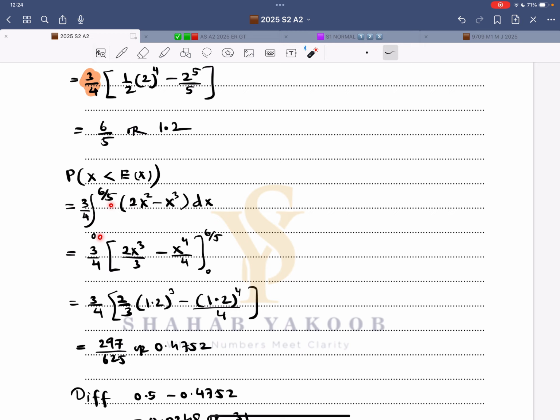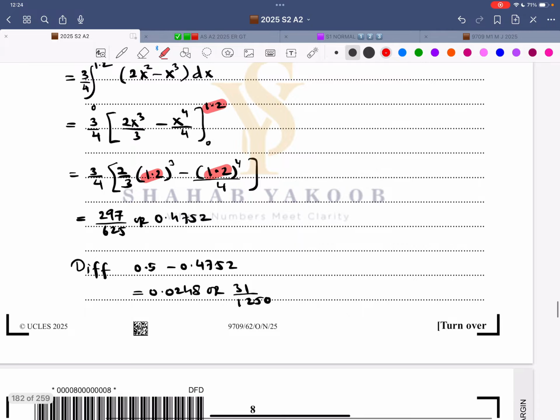0 is the lower limit, 6 over 5 is the upper limit. You plug in the value, and I think it's a better idea to plug in the decimal. So let me write over here: that is 1.2, that is 1.2. And over here, I have plugged 1.2 over here, 1.2 over here, and this is the answer. Now the difference is this much.